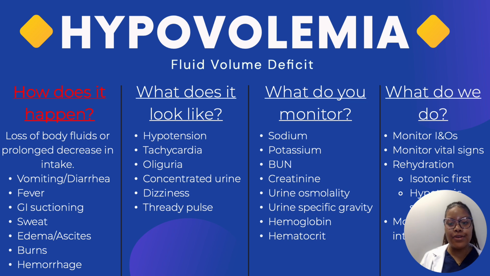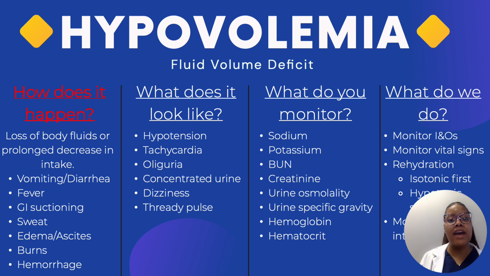Now, one that will kind of throw you for a curve is edema or ascites. So what happens with edema? So edema leads to decreased circulating volume because the fluid is trapped in your interstitial space instead of staying in your blood vessels, which is third spacing. So even though the body has fluid, it is not usable for perfusion, which can cause hypovolemia.